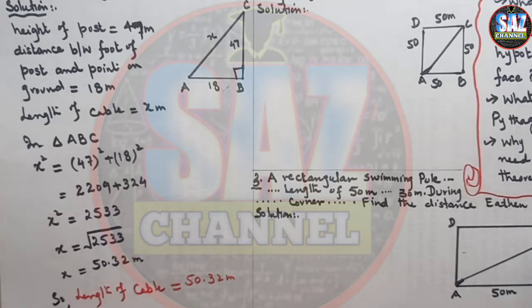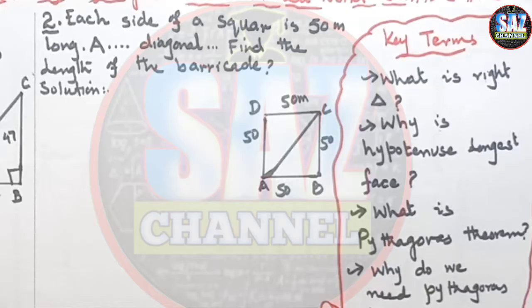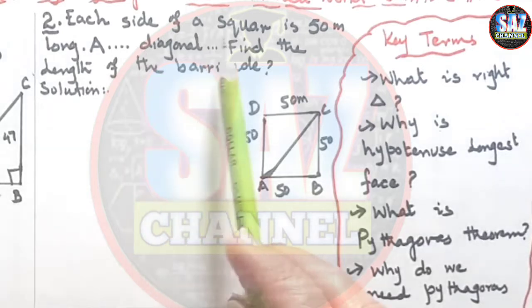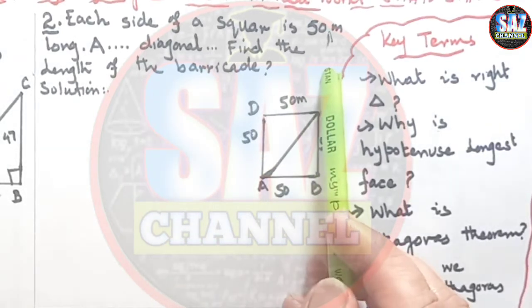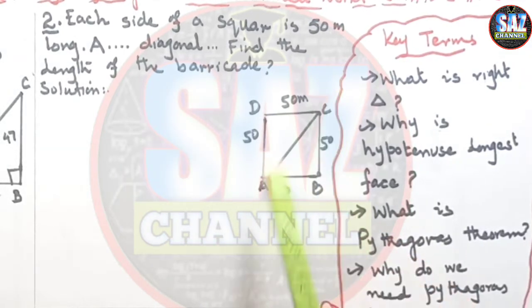Let me move to the second question, and let's read the question first from the book. Question says that each side of the square field is 50 meters long. A barricade is to be placed along the diagonal of the field. Find the length of the barricade.